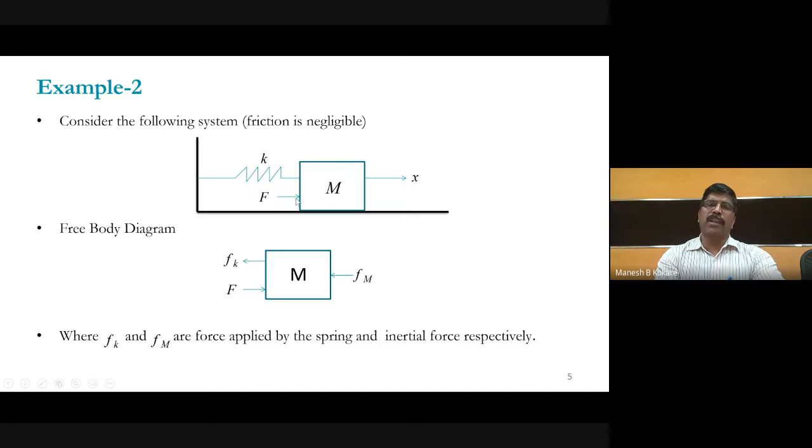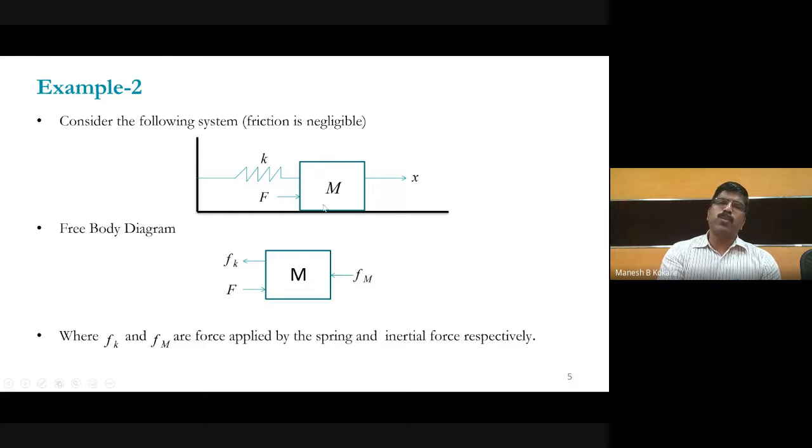Now here you have applied the force. When you are applying the external force, definitely there will be an opposite force offered by this mass element, as well as an opposite force offered by the spring element, right? So if you draw the force free body diagram, then on this mass, the force F is from left to right as it is. And when you apply this left to right force, definitely there will be an opposite force offered by this spring element. So this Fk is nothing but the opposite force offered by the spring element.